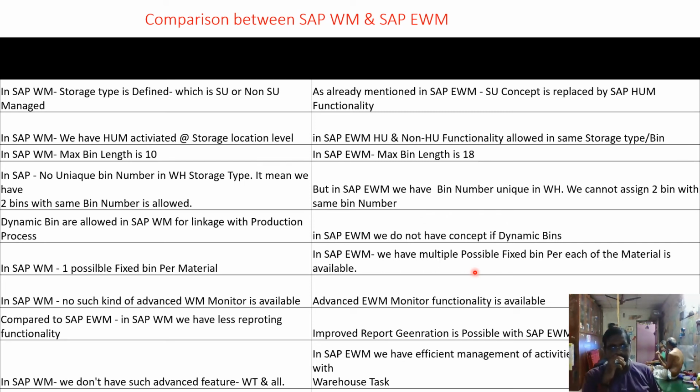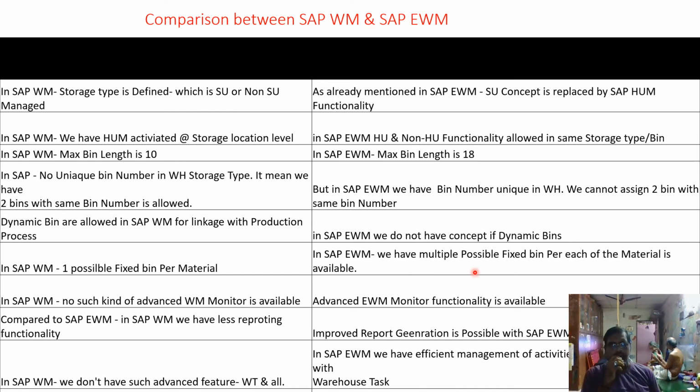In SAP WM, we have limited warehouse functionality. We know LX26, LX03, LS24, LT21, LT23, LT24, MP52. These are the standard transactions, and if we need a customized or client-specific report, we need to go for customization.